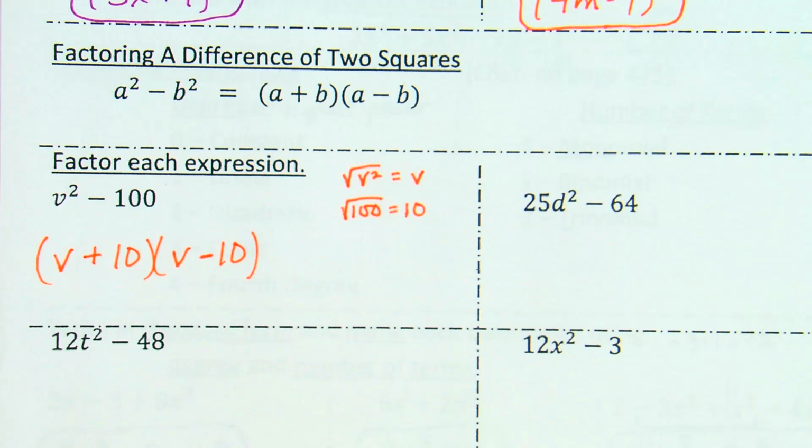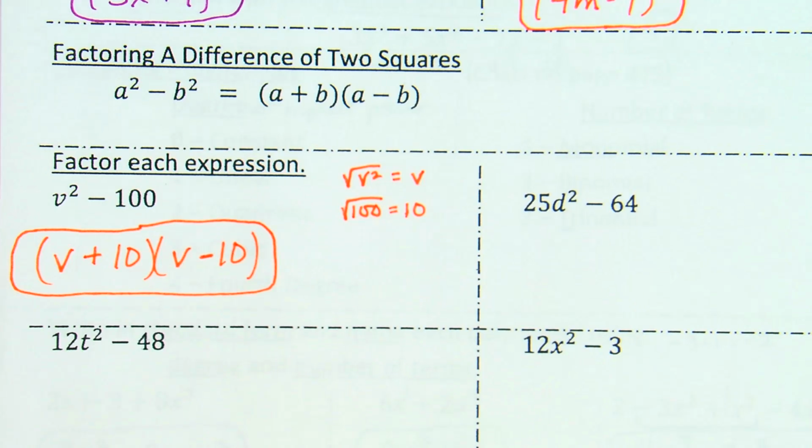Are we okay with that? Yeah. You can't combine because they're different signs. If we were to FOIL it out, what would happen is we'd have a negative 10v and a plus 10v in the middle. Well, negative 10v and plus 10v add to be 0v. Okay. So, moving on. Practice the next one.